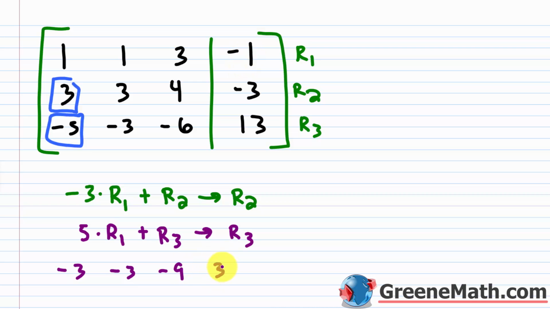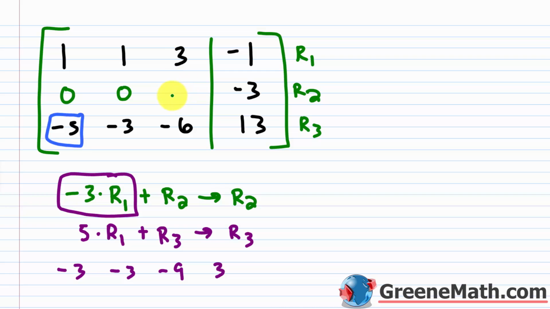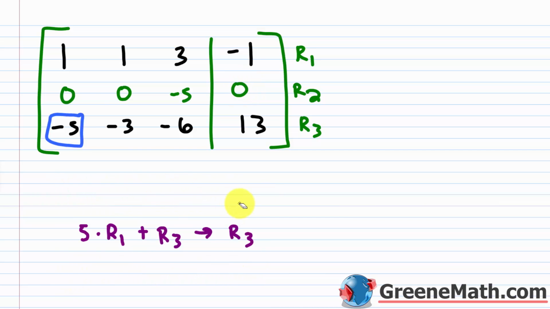So now I'm going to add these results, just this part right here, to row 2, the corresponding entries. -3 plus 3 is going to give me 0. And then I'll have -3 plus 3 again, that's going to be 0. I'm going to have -9 plus 4, that's going to be -5. And then I'm going to have 3 plus -3, which is going to be 0. Okay, so I'm done with this. So I'm just going to erase this, and now I'm going to move on to this one.